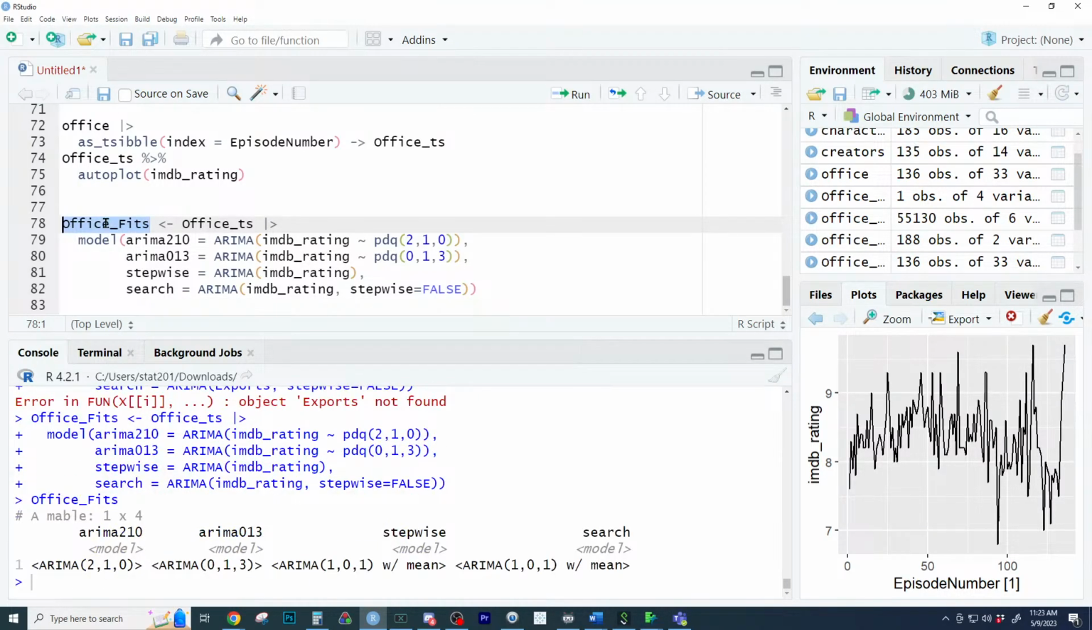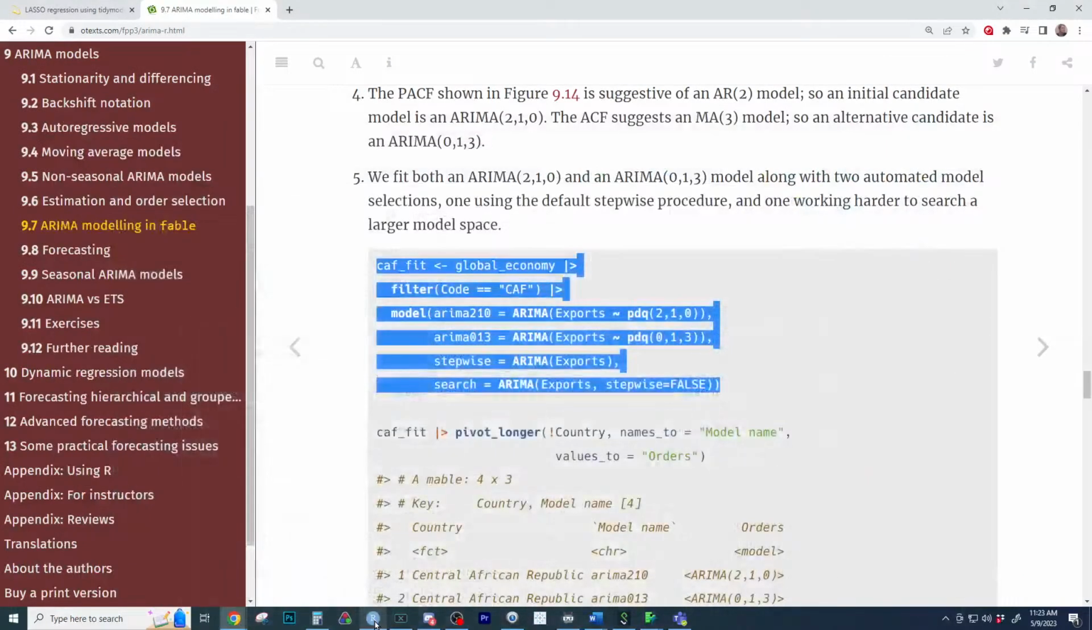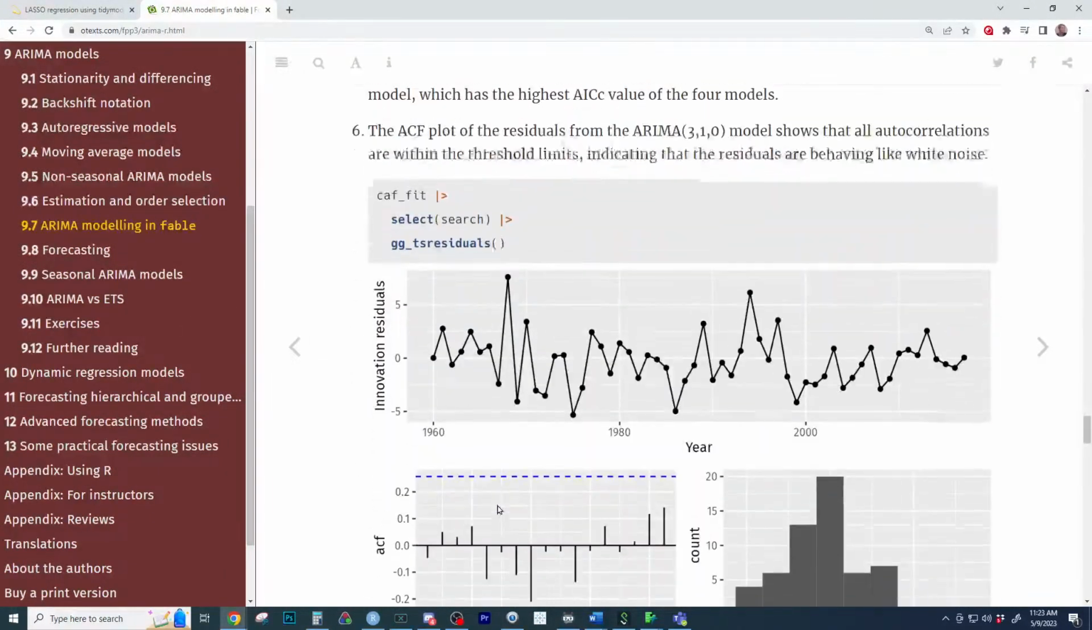So here's the fits for our models, and we should be able to go here and look at this. Can we do glance on it or something? I'm trying to remember the codes. There we go. It is glance. The AIC for the search is the best. There's the stepwise method right here. So it looks like the search method in the AIC is better. Good stuff. Okay, cool.